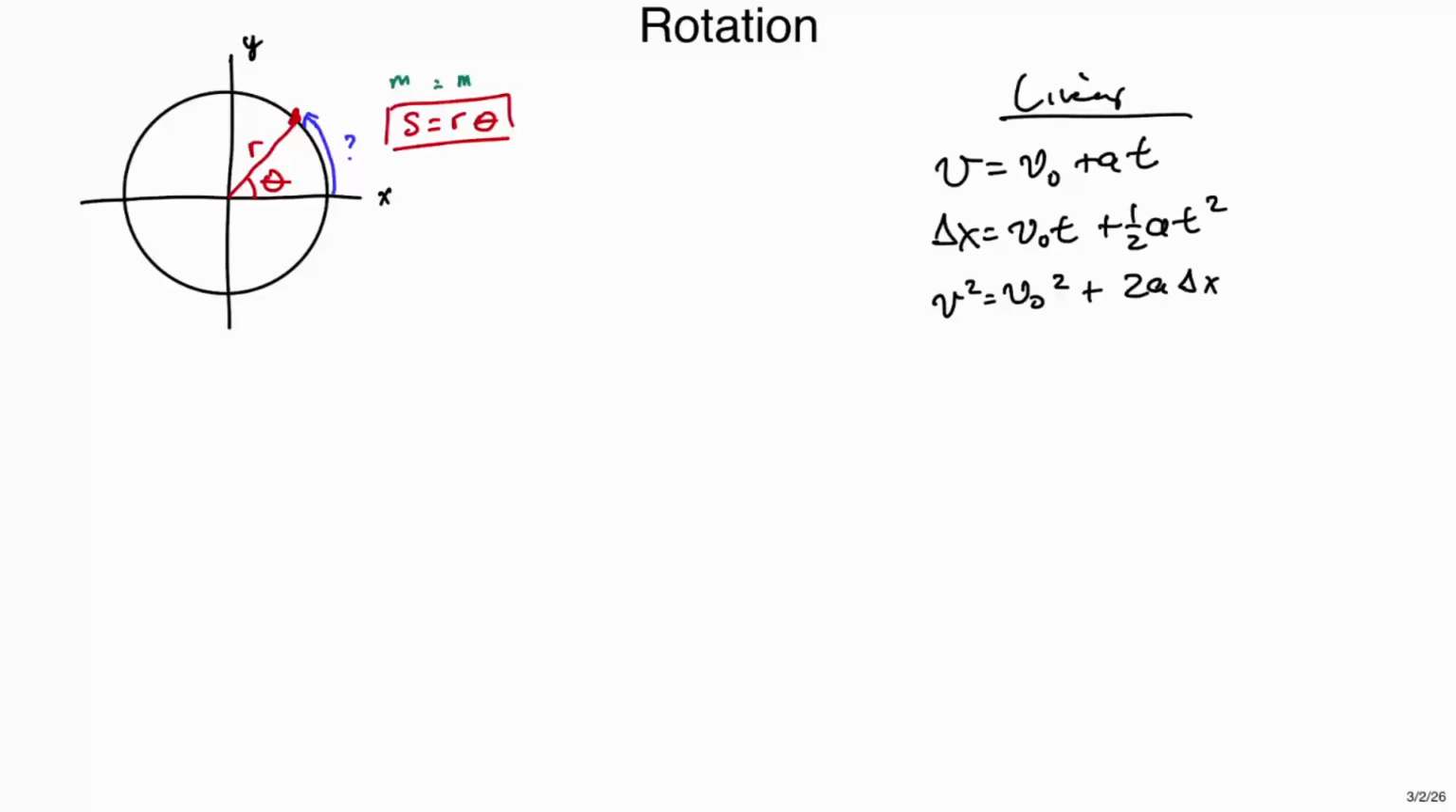What do I mean by that? What unit must this angle have in order for the arc length to come out as a length, seeing that we already have a radius that already has units of meters? It needs to have no units. And the way that angles have no units is by measuring them in radians.